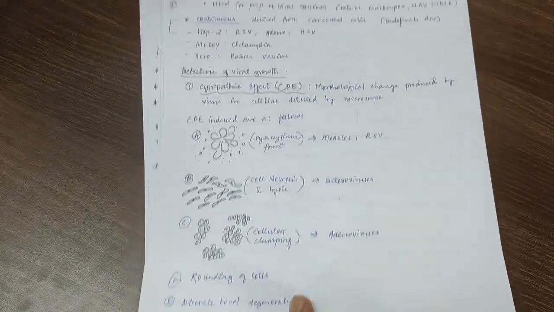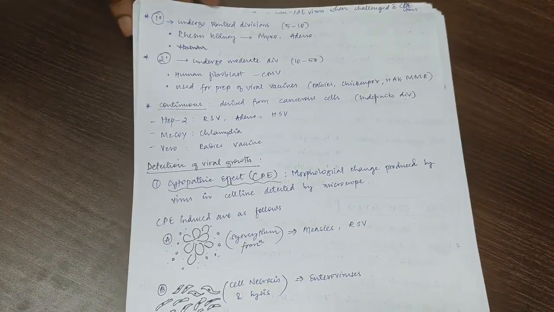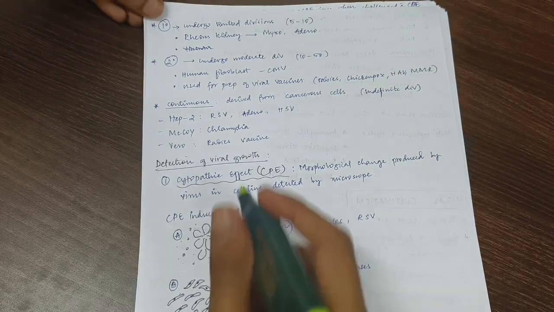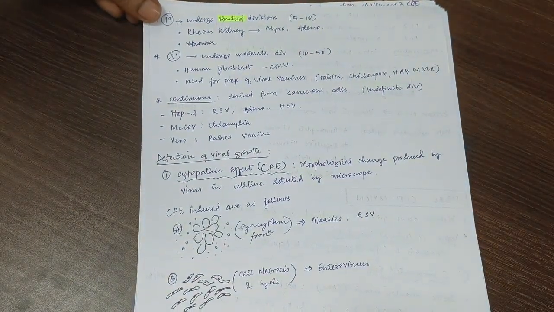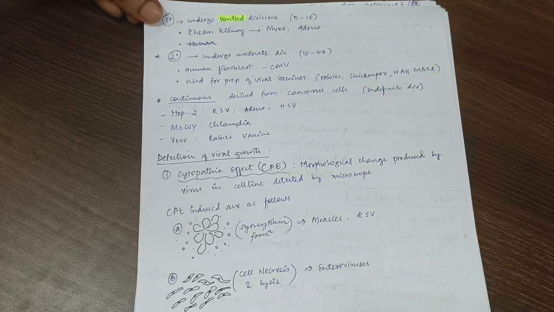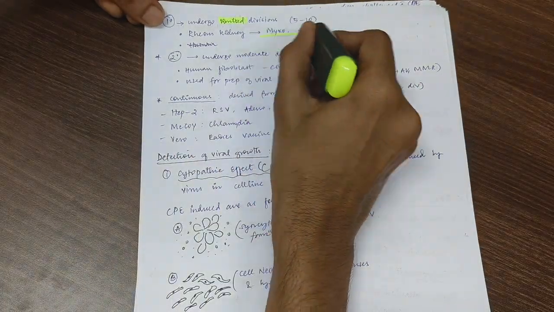Coming to the explanation of each cell line now, that is important. Primary has limited divisions. It can only be used for limited divisions, that is rhesus kidney. It is used for myxo and adeno.